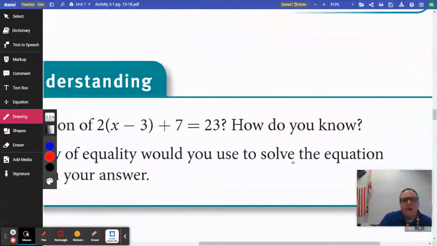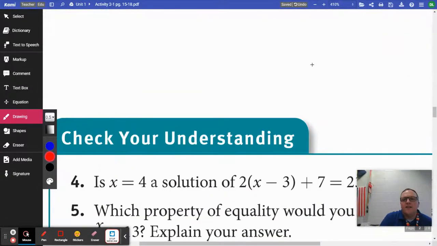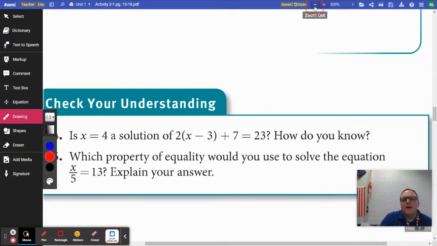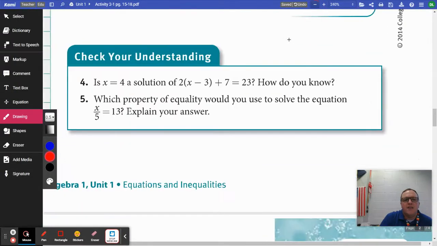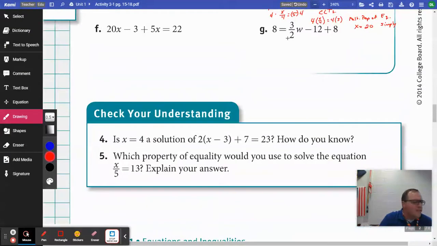Numbers 4 and 5 are to check your understanding and to see if you have a proper understanding of B, C, D, E, F, and G. Those are exactly what they are, to check your understanding.